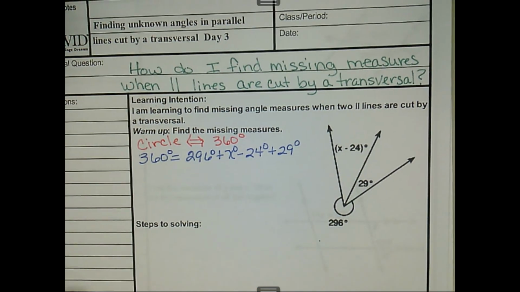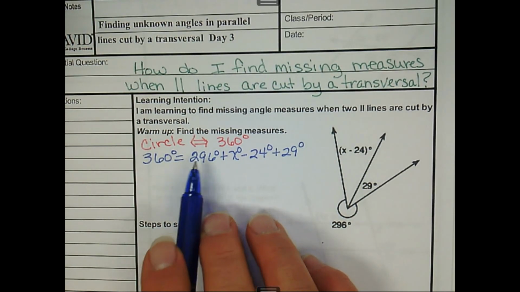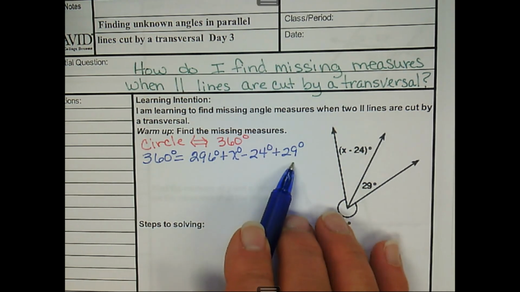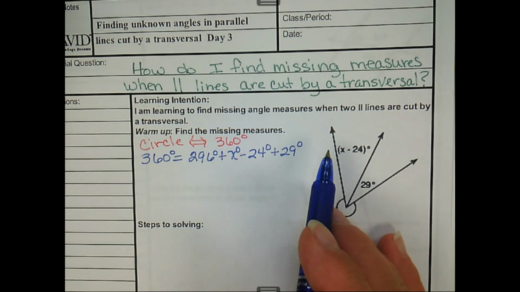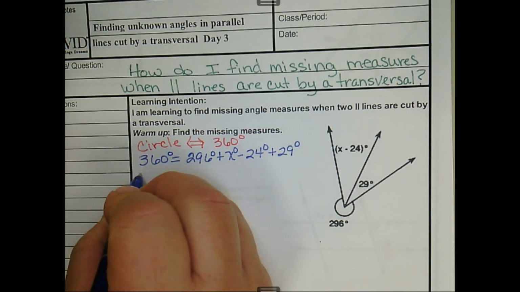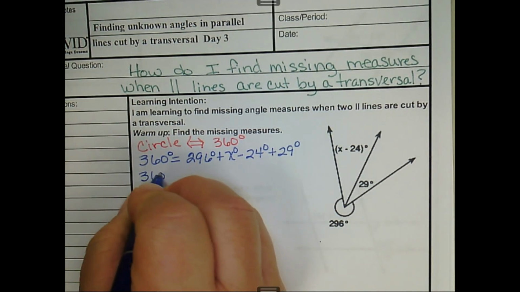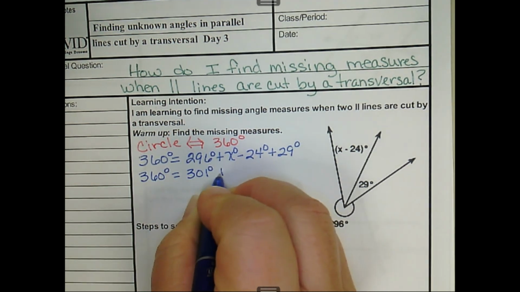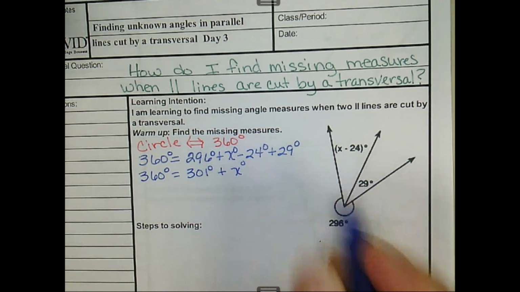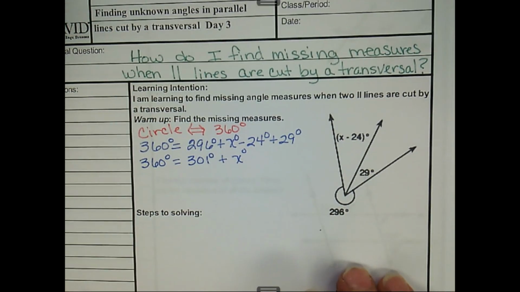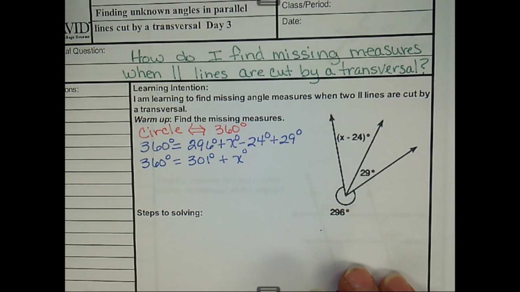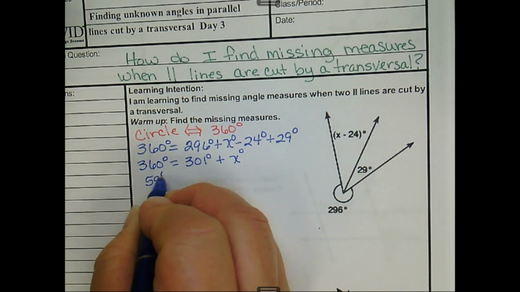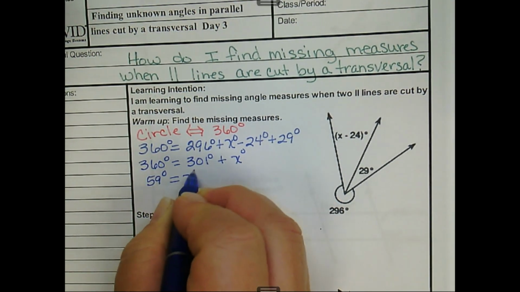So the first step is to add 296 minus 24 plus 29. Put that in your calculator and you should get 301 degrees, plus x degrees. So when you subtract it, you find that 59 degrees is equal to x degrees.